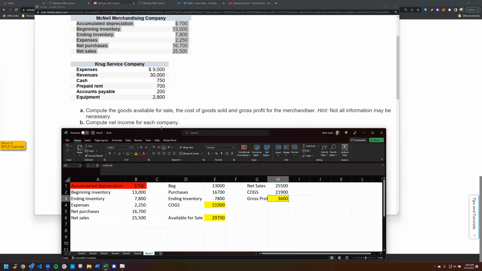And then compute the net income for each company. On the merchandiser, I would have my expenses of 2,250 for a net income of 36 minus that. So this should be the other number for B. Okay, and so this is for this one. Let's just pick this off for the other company.